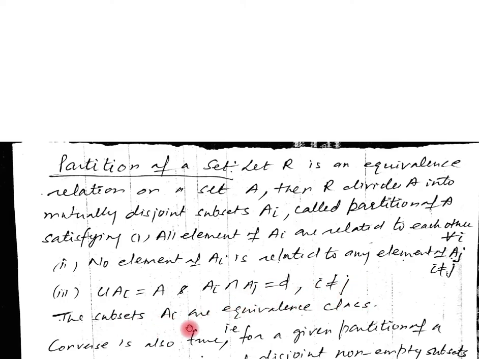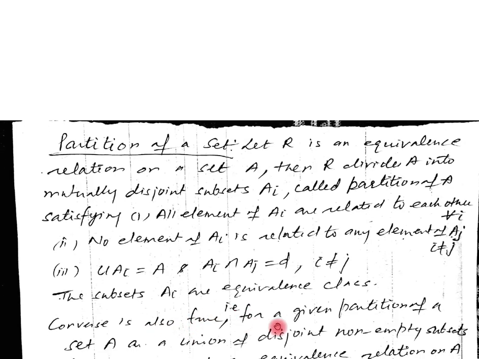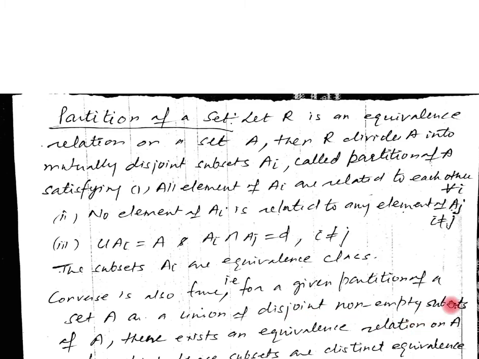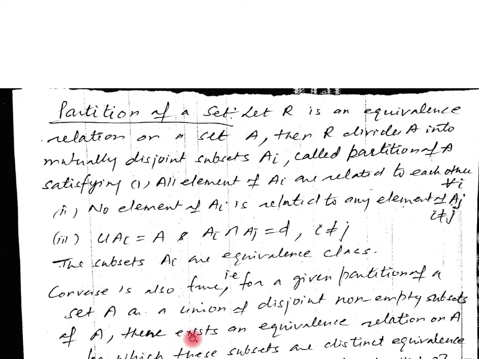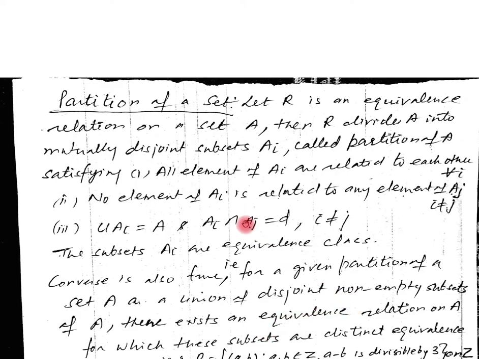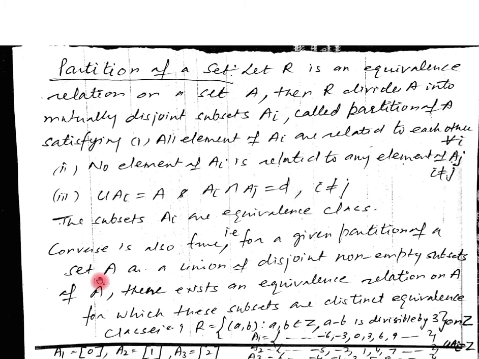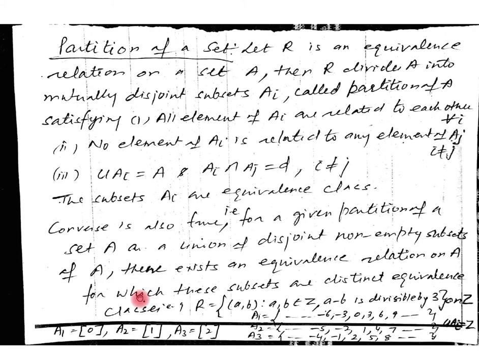Equivalence classes. The converse is also true: if a partition of a set A is given as a union of disjoint non-empty subsets of A, then there exists an equivalence relation on A. If the equivalence relation is there, then A can be divided into a set of disjoint sets such that the union of all disjoint sets is equal to A. And these Ai stand for the equivalence class of element i. i may be any value, and the converse is also true. Now let us take this with the help of an example.